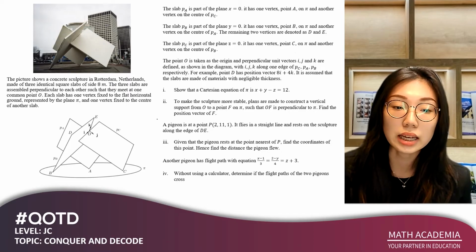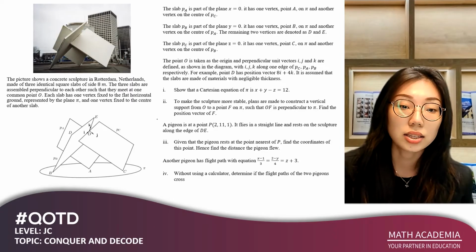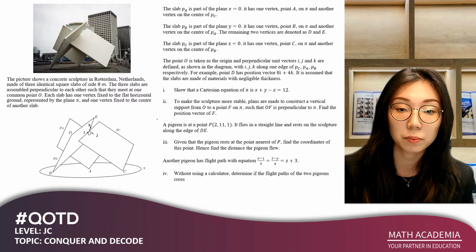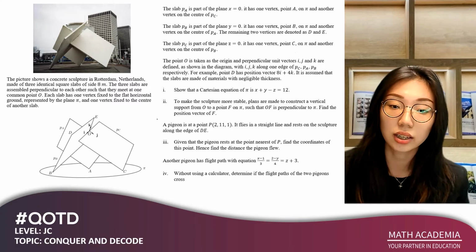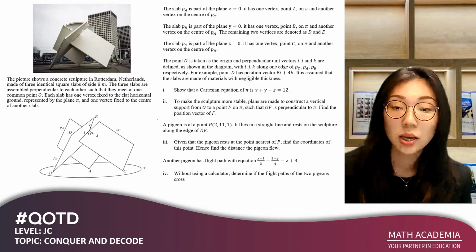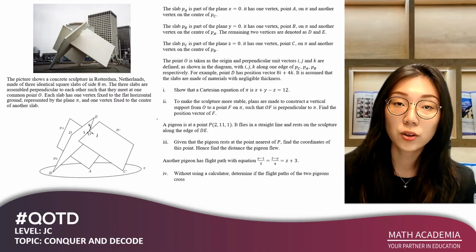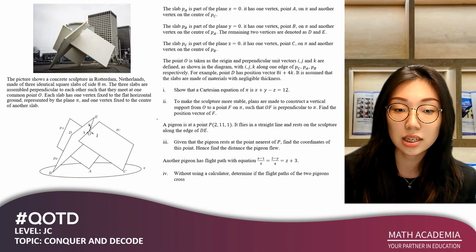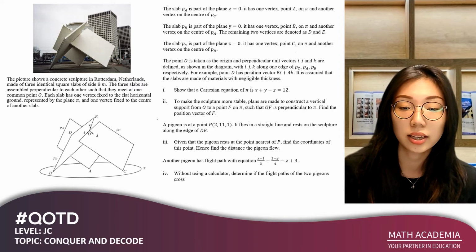Point O is taken as the origin, and perpendicular unit vectors i, j, and k are defined as shown in the diagram, with i, j, and k along the edge of PC, PA, and PB. For the first part, they want us to show the Cartesian equation of pi.